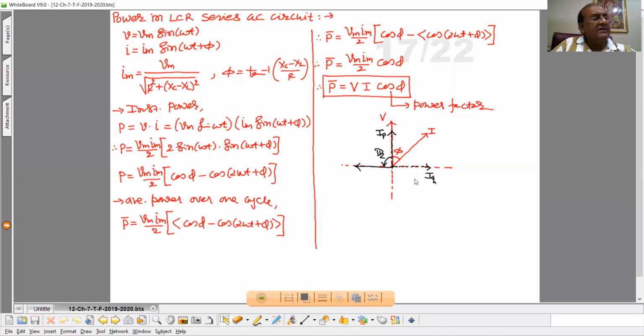Right? Now what have they told us? So power factor can often be improved by the use of the capacitor of appropriate capacitance.